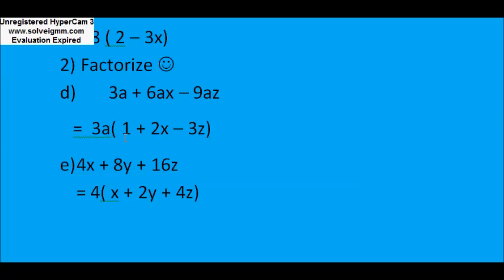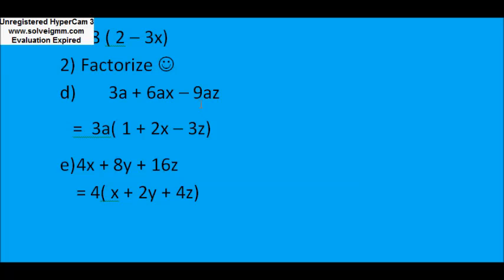Now, 3 how many times 6? 3 2s are 6. a is already outside, so x is left. So 2x is left. Minus. The signs will remain as they are. If you change the sign here, your answer will be wrong. You will take the same signs, plus as it is and minus as it is.